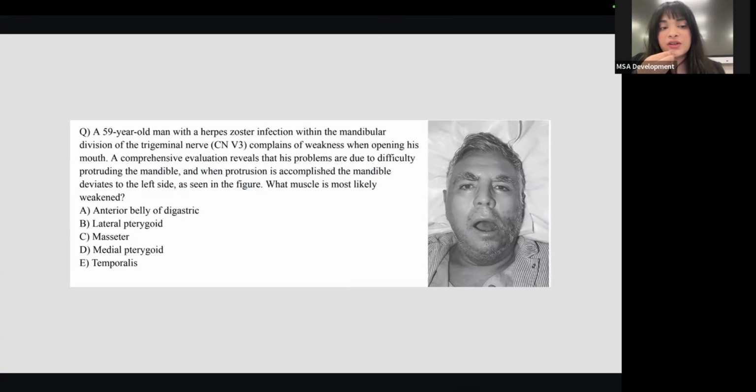So he's having difficulty protruding the mandible, and it's deviating to the left side. If you recall, the side-to-side movement was with the pterygoid muscles, and protrusion was lateral pterygoid, so that is B.